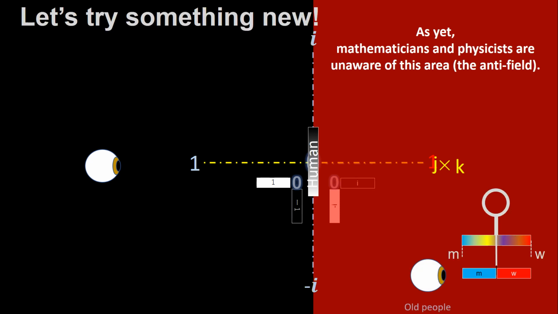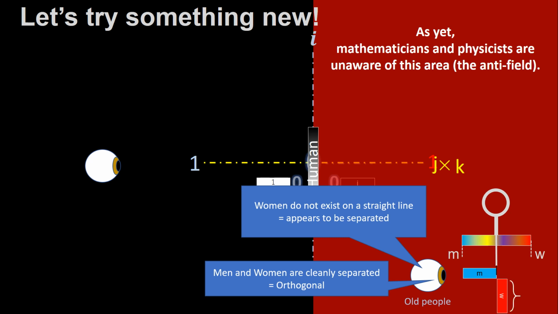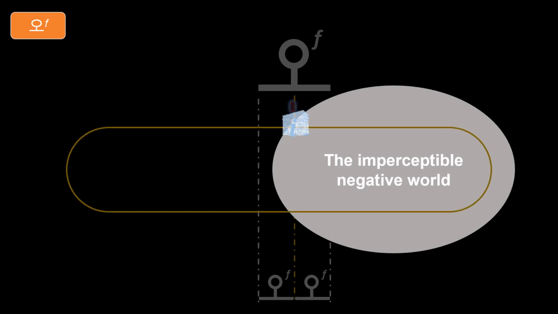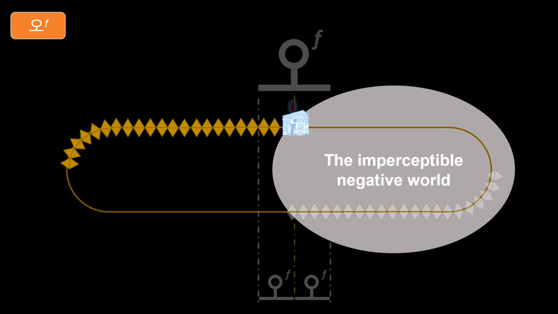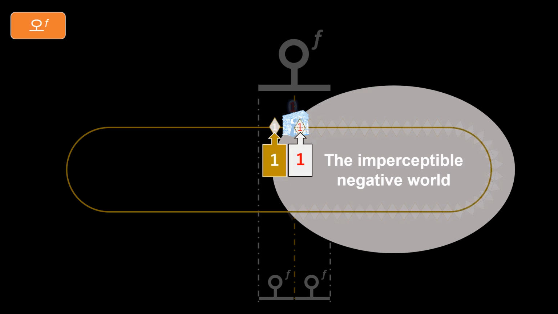Let's try something new. Men and women are clearly separated, which is orthogonal. The Mitsuyoshi operator moves 0 to man. Women do not exist on a straight line, which appears to be separated, not man. Not women. The coupling of the Mitsuyoshi operator works as an imaginary number gate. The operator moves 0 to infinity and beyond to -1 through the imperceptible negative world. And 1, 0 and -1 overlap to form an imaginary number.